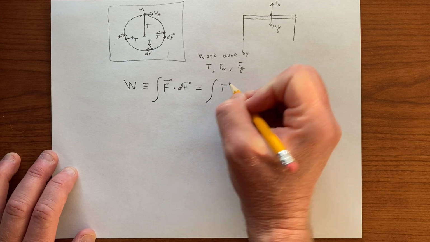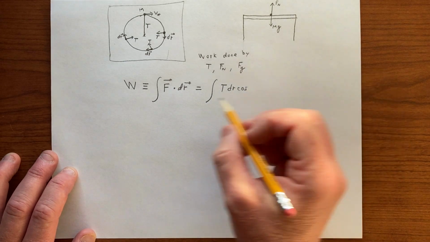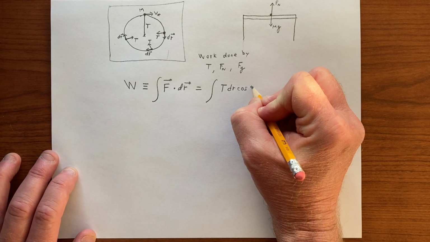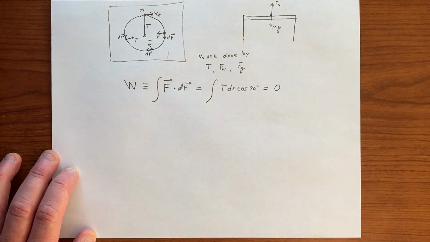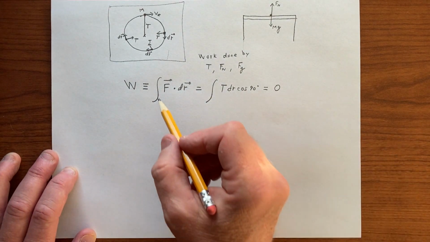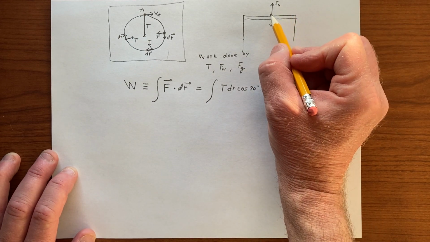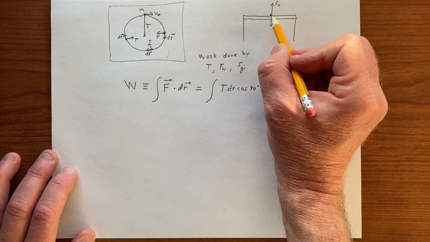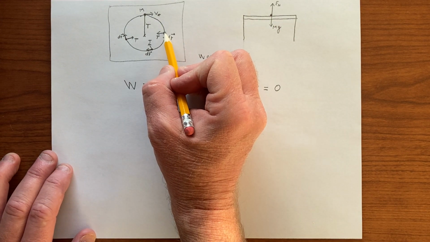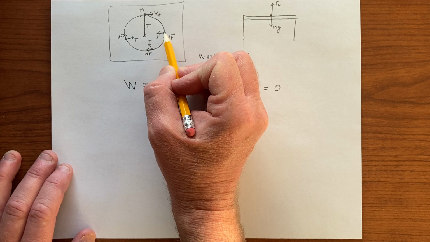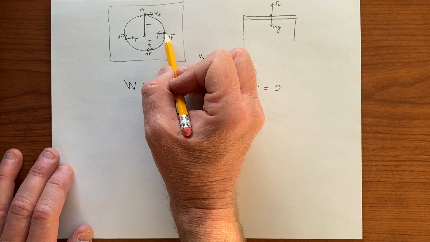we're talking about the tension force times dr cosine, in all cases, the cosine of 90 degrees. So there's nothing to integrate over. This is 0 at every single point. But the same is true for the normal force and the force of gravity, because the object is moving in the plane. And so when the object is here, the normal force is straight up, and dr this way. So Fn dot dr is also 0 at every single point.